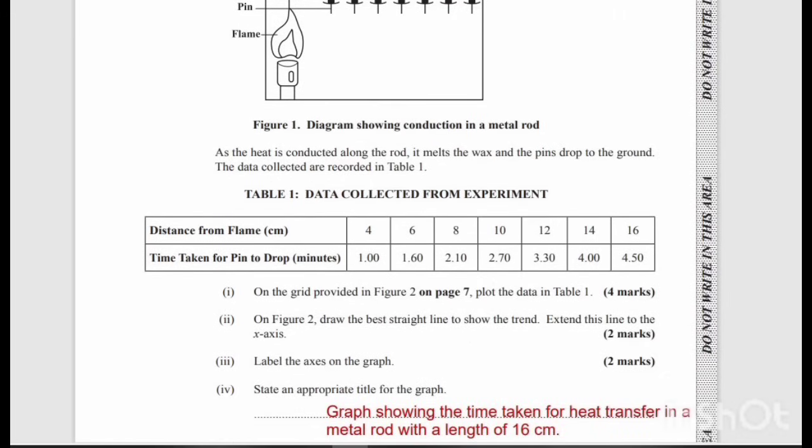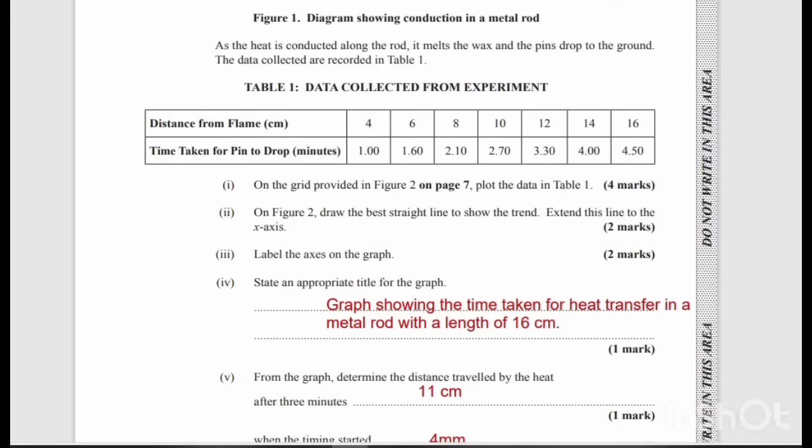Now, if you've been following, what you can do to get an appropriate title for the graph is always look at the table, the title they use for the table. So the title in this case is data collected from experiment, but the more appropriate title would be a graph showing the time taken for heat transfer in a metal rod with a length of 16 centimeters. Right, so that would be a proper title to give you your 1 mark. But as long as you can put together a title that is telling about the data that you're actually showing, then you should get your 1 mark.